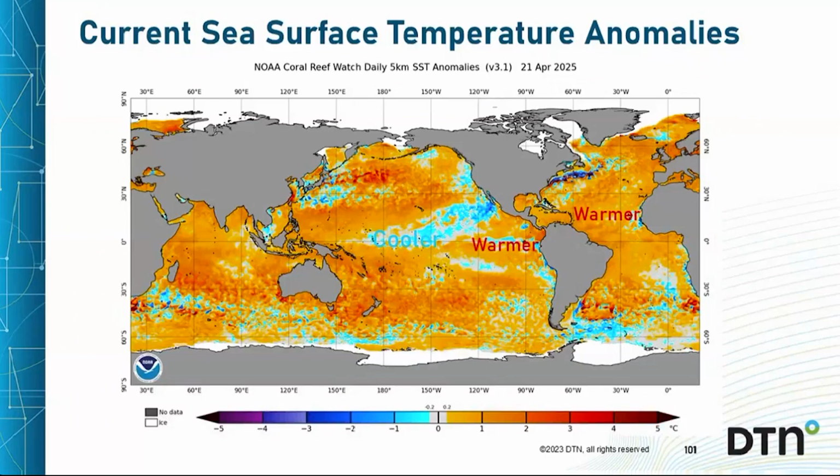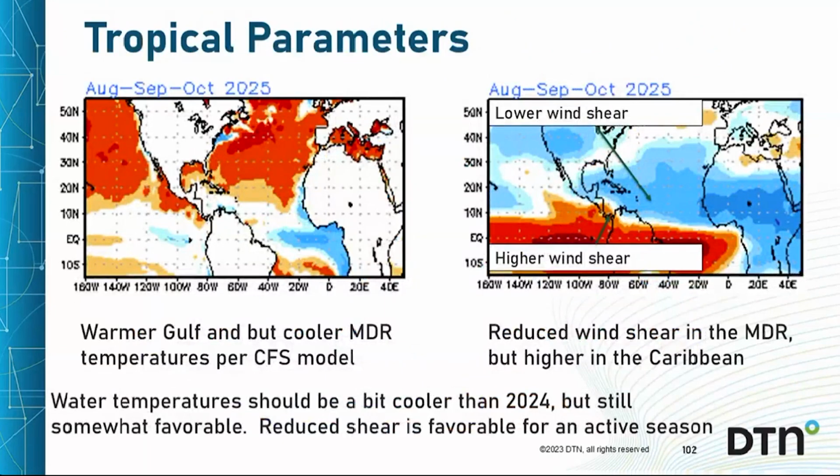A reminder of the warmth of the seas across the Atlantic and the main development region, even though less warm than last year, so we can skip through that pretty quickly. Here are the tropical parameters: warmer Gulf, but somewhat cooler main development region waters according to the CFS, although still somewhat favorable. Still a little bit above average, just less so than last year. And on the right, the wind shear forecast, which this model is showing as below average across the MDR, those blue colors, so favorable for developments, although less so in parts of the Caribbean.